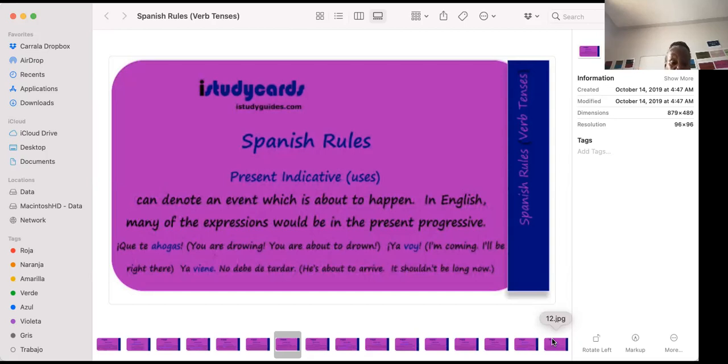Que te ahogas. The way you would say that in English would be, you are drowning, you are about to drown. Well, I think if you're drowning or about to drown, you try to help the person, but no joke there. In Spanish, you would use the present indicative, and in English, you would use the future, because if you say to be about to, that's a form of the future in English.